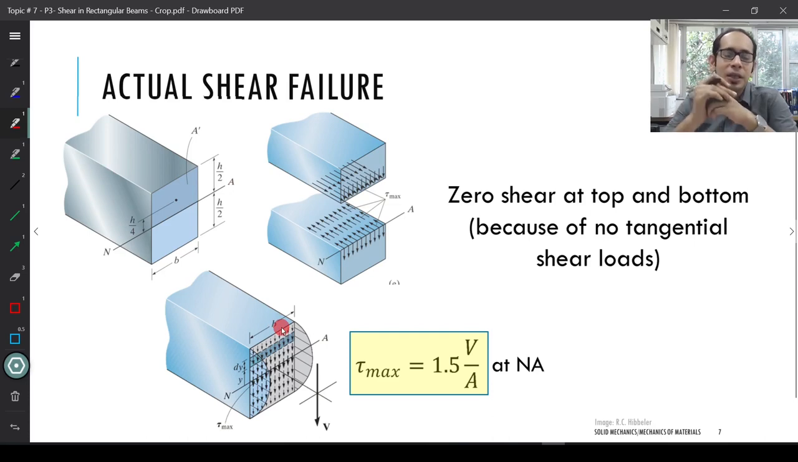Now that we have this, let's do an example problem, not for a complete rectangular section, but for some kind of structure that is made of individual rectangular pieces. So let's go ahead and take a look.